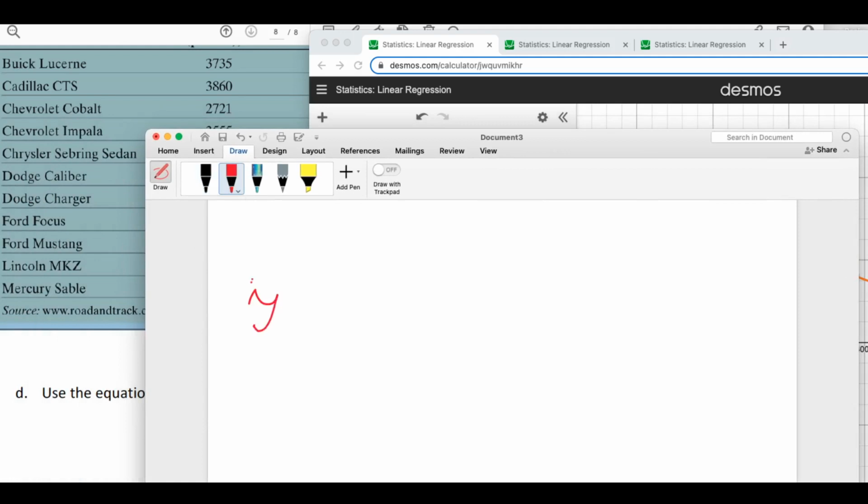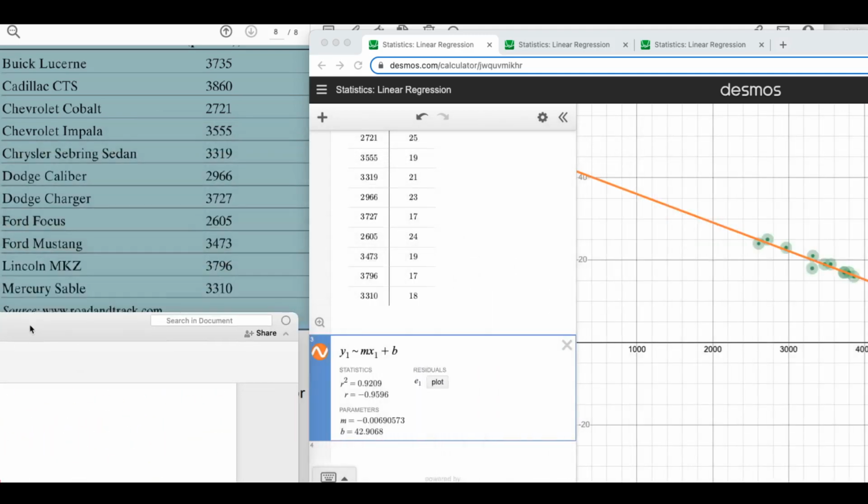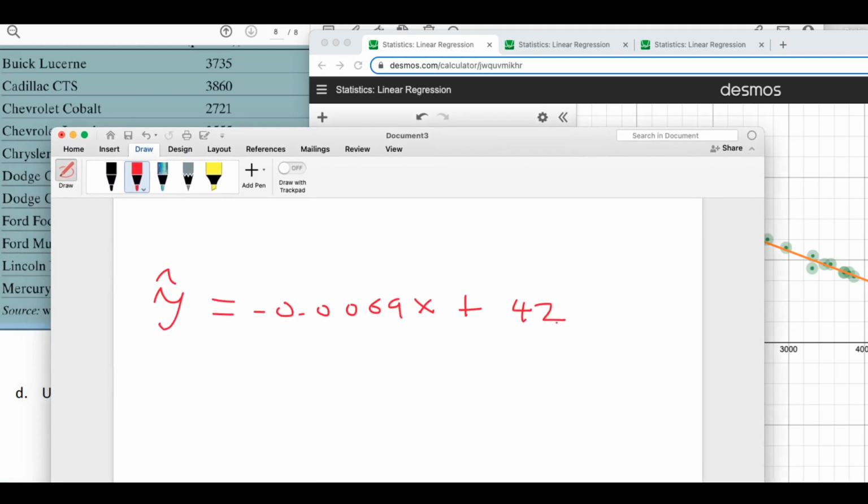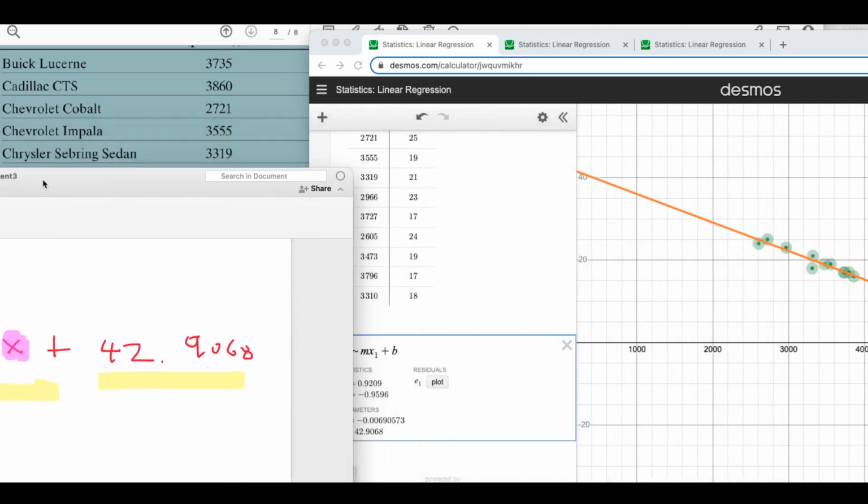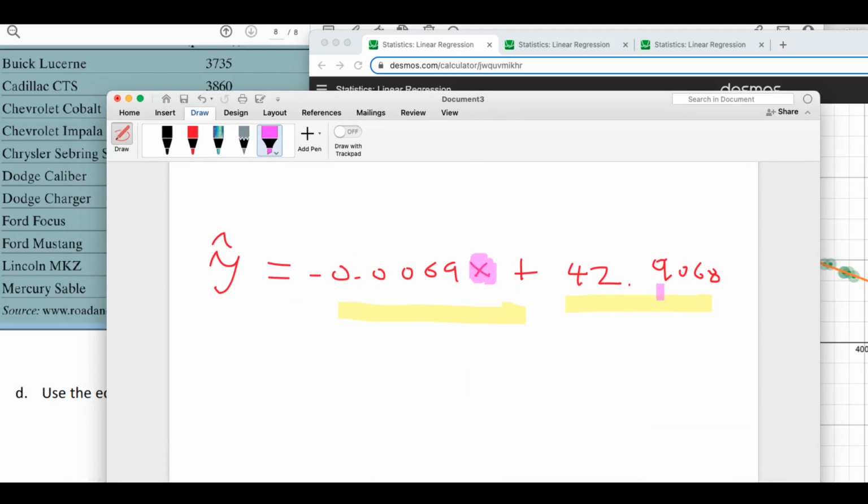Y hat equals negative 0.0069x plus the y-intercept, which was 42, I forgot the number, 42.9068. And sometimes we write this first and this second. Again, addition order doesn't matter, so which term you write first doesn't matter. You just have to make sure where the x is, because that's the variable that we plug in, right? So that's the equation.